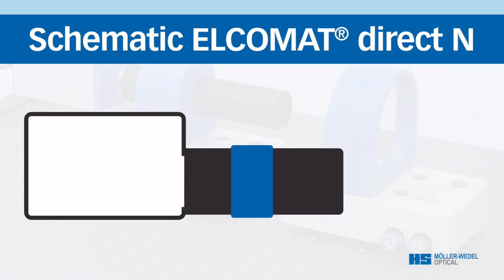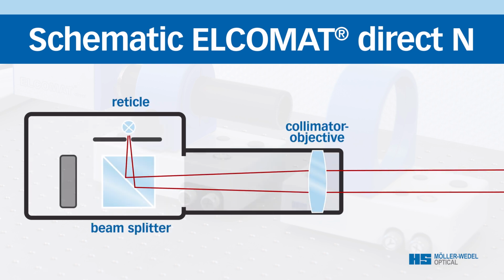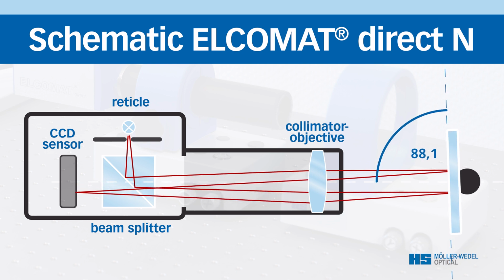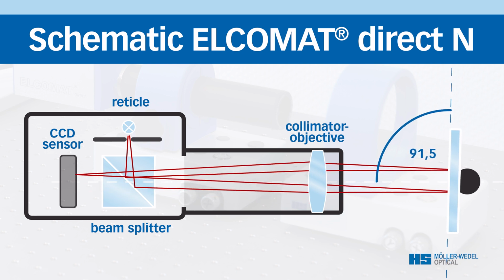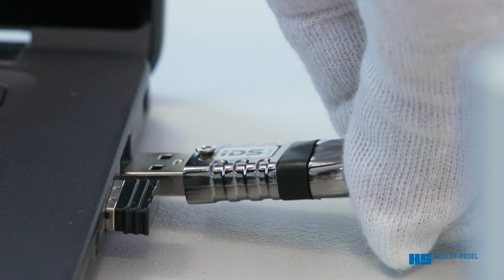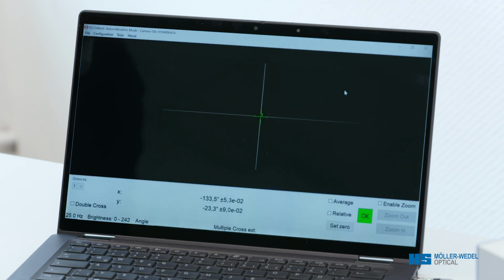In the Elcomat Direct N, the reticle image is projected through the objective lens to infinity. The collimated light beam then runs parallel to the optical axis of the instrument. When the light beam is reflected by a flat mirror, the objective lens images the reticle image onto the CCD sensor. The angle deviation of the mirror can be determined from the position of the reflected reticle image on the sensor. Operation is done by using the supplied ElcoDirect software on any standard PC.